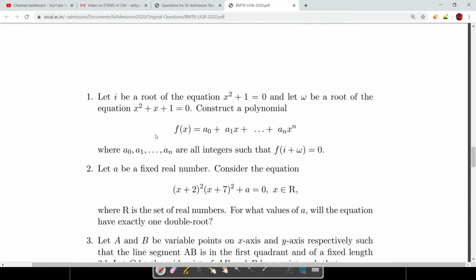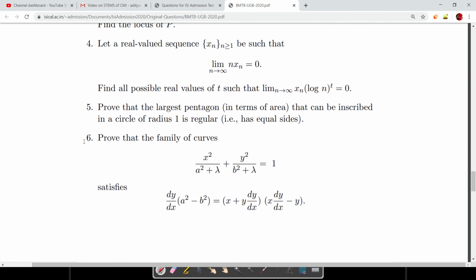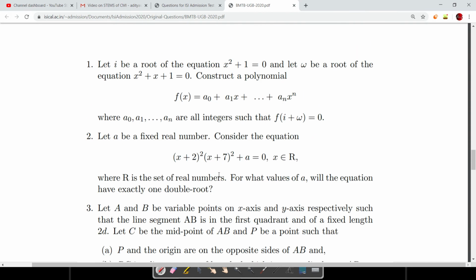And for the rest of the paper, all I can say is that number 1, number 2 and number 6 were easy, kind of cakewalks. Number 6 really was a cakewalk. Number 1 was somewhat constructive and was a faulty question as well.